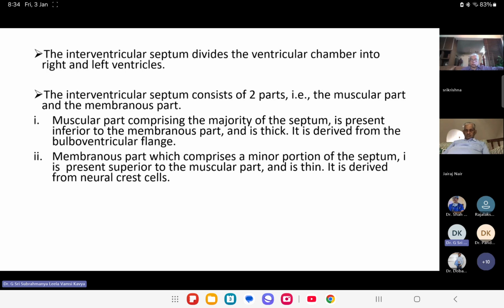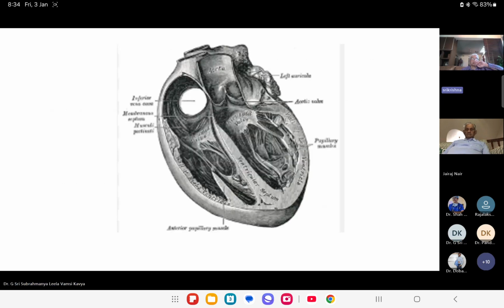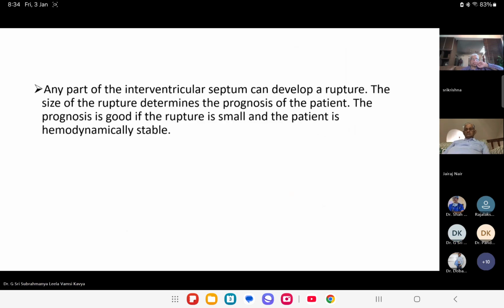And the membranous part, which comprises the minor portion of the septum, is present superior to the muscular part and is thin. It is derived from the neural crest cells. In this picture, this is the muscular part of the interventricular septum, and the superior one is the membranous portion of the interventricular septum. Any part of the interventricular septum can develop a rupture. The size of the rupture determines the prognosis of the patient, and the prognosis is good if the rupture is small and the patient is hemodynamically stable.